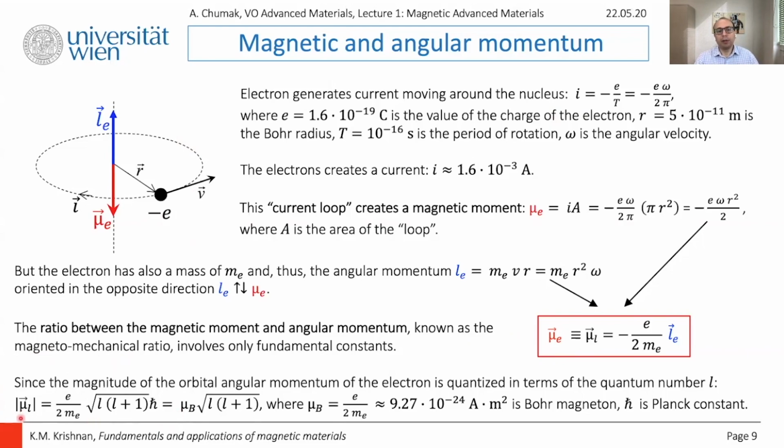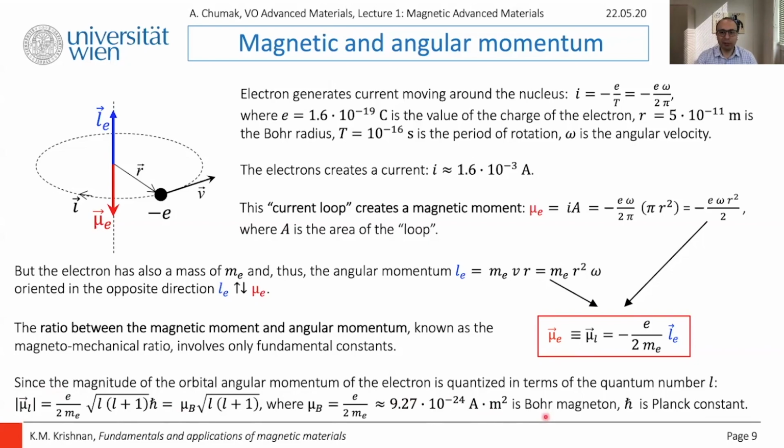So the magnetic moment given by the orbital motion of the electron can be found like this. Here is our constant, e over 2 m_e, times the square root of L(L+1) times h-bar, where L is the orbital quantum number and h is the Planck constant. Then this constant you replace with the famous Bohr magneton. Principally this is the magnetic moment mu_B, equal to eħ over 2 m_e, which is around 9 × 10⁻²⁴ ampere times meter squared.